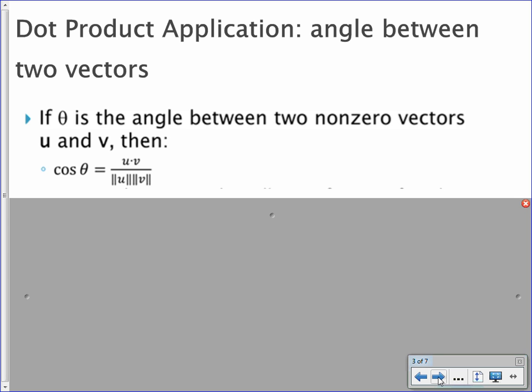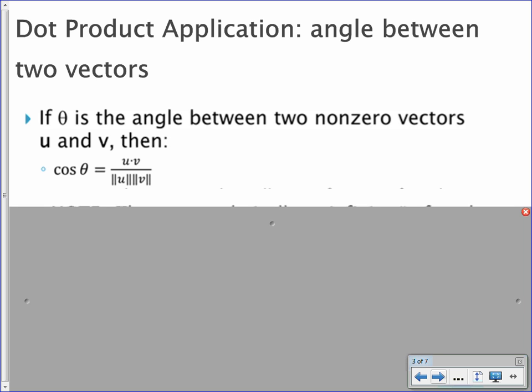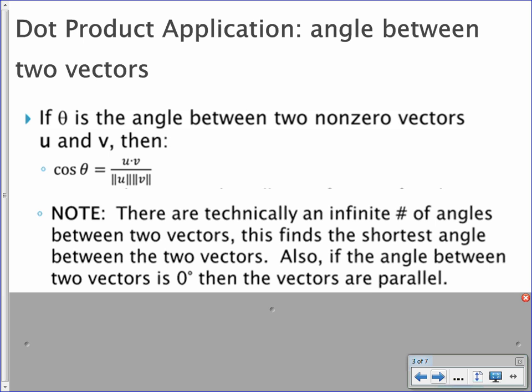Now, technically, we can find more than one angle in between two vectors, couldn't we? Technically, we can find an infinite number. But this is going to find the closest angle. Why is it going to find the closest angle? We're going to set this up, and we're going to have the cosine of theta equals something over here. We're going to have to take the inverse cosine to get theta by itself.